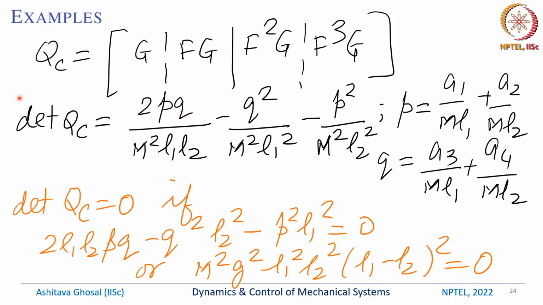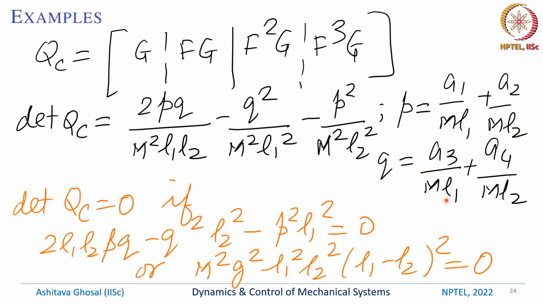So let's now find out the controllability matrix Qc. As usual, the first column is g, the second column is f g, the third column is f squared g, and the fourth column is f cubed g. We know what g and f are, so we can obtain this controllability matrix. It turns out that the determinant of Qc is given by these complicated expressions. It is 2pq divided by M squared L1 L2 minus q squared divided by M squared L1 squared minus p squared divided by M squared L2 squared, where p can be written in terms of A1, A2, and q can be written in terms of A3 and A4 like this. p is A1 by M L1 plus A2 by M L2.